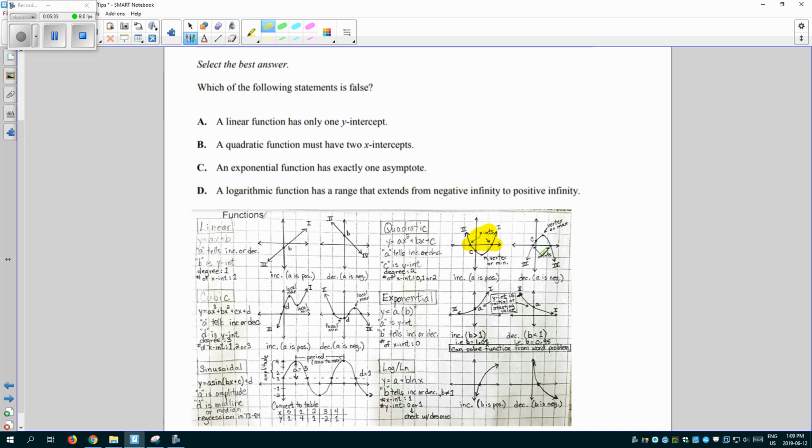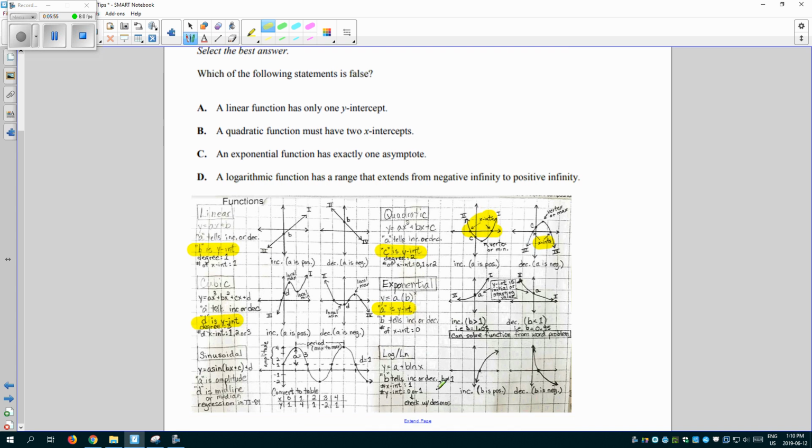Okay, I pointed out the x-intercepts. Over here, in our little chart of information, we often mention what value in the function represents the y-intercept. Y-intercept, y-intercept, y-intercept. Okay.